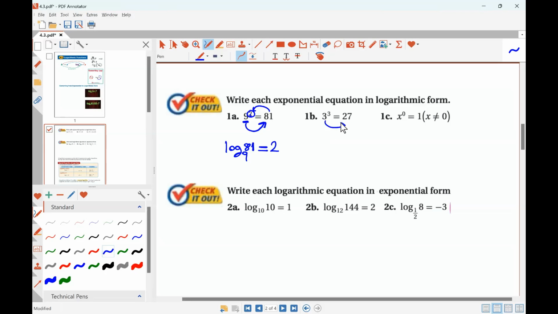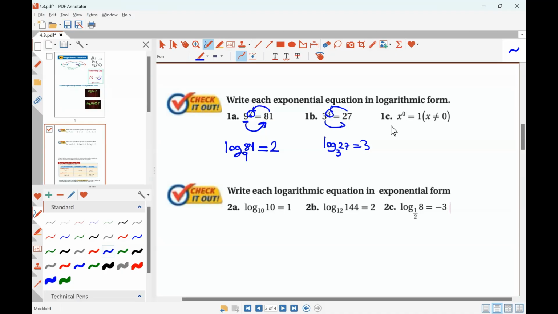Similarly, start with 3. You follow this order. Log base 3 of 27, right next to log, equals, come back, use the exponent on the other side of the equation.